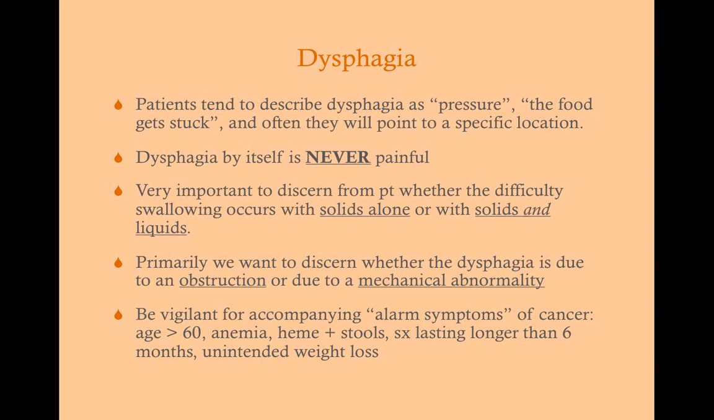And the reason this is important is because solids alone versus solids and liquids will help us differentiate whether this is an obstruction, which would give us difficulty with solids alone, or due to a mechanical abnormality, which would give us difficulties with both solids and liquids. And then be vigilant for accompanying alarm symptoms, which are basically something that will point us towards cancer. So in any patient that has dysphagia who is over the age of 60, who has anemia, heme-positive stools, symptoms lasting longer than 6 months, or unintended weight loss.